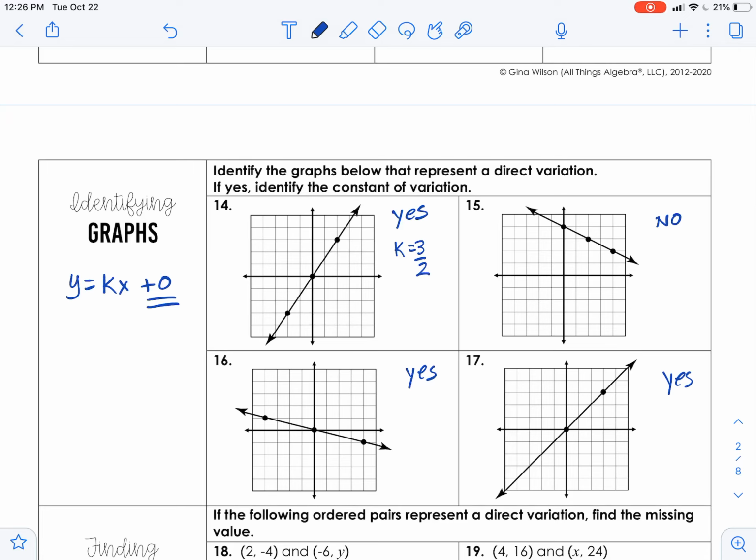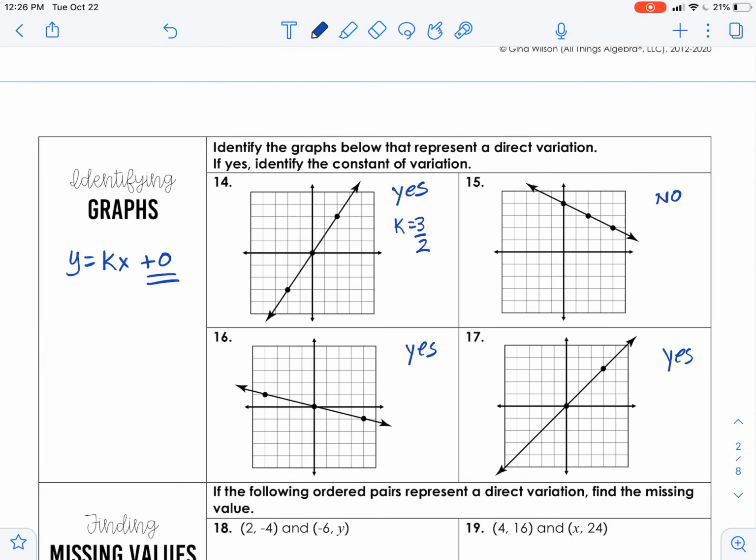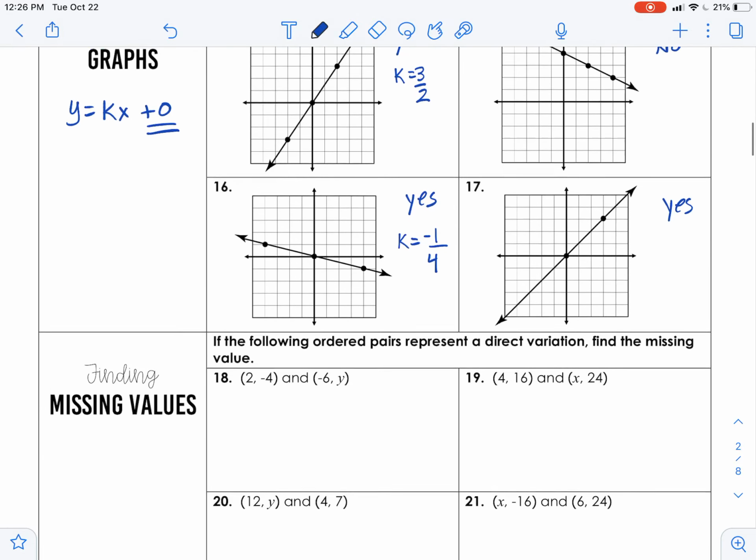Here, I wouldn't do number 15. On this one, I would go down 1 and right 1, 2, 3, 4, right 4. Okay? So you would need to go back on in 17.